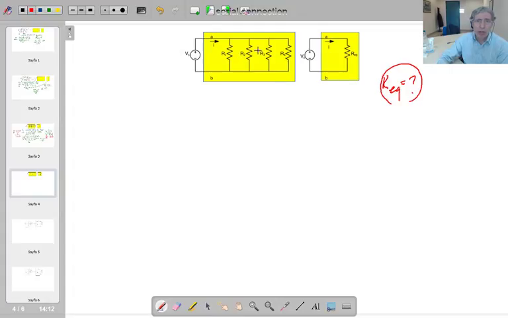So these are in parallel. Why is that? Because the elements' terminals are connected in such a way that at the end we've got one single node pair. There is one node pair here, therefore these 4 resistors are connected in parallel.